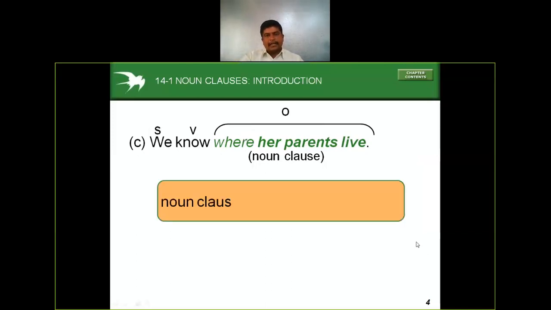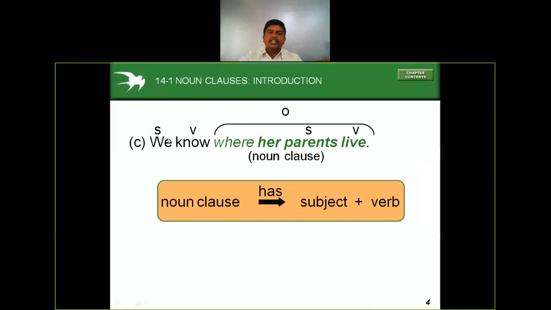Noun clause, right? What is meant by a noun clause? A noun clause always has a subject and a verb. What is a noun clause? The noun clause will have a subject and a verb. Can you agree with me?